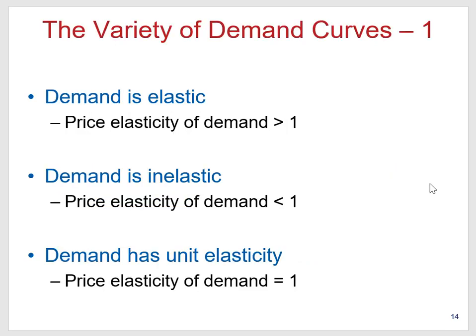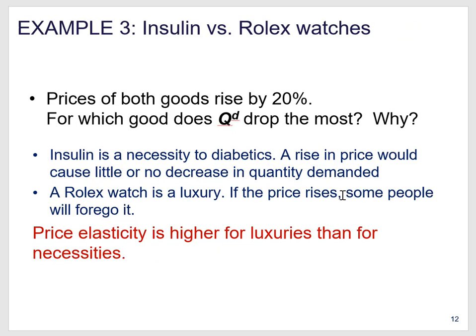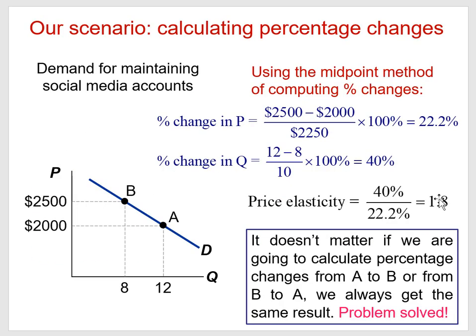Price elasticity of demand takes various values. Let's start with the first one. Demand is generally referred to as elastic if the price elasticity of demand is greater than 1. Demand is inelastic if the price elasticity is less than 1. And demand is unitary elastic if the price elasticity is equal to 1. If you remember, in our scenario, we calculated that our price elasticity of demand was 1.8. So this is an elastic demand.